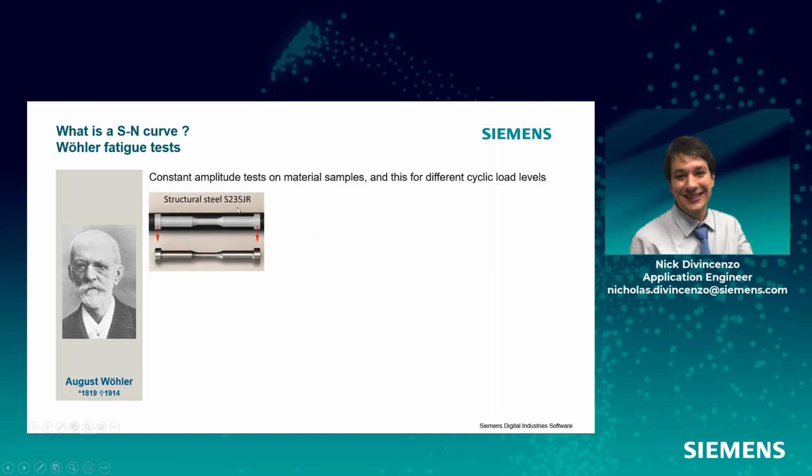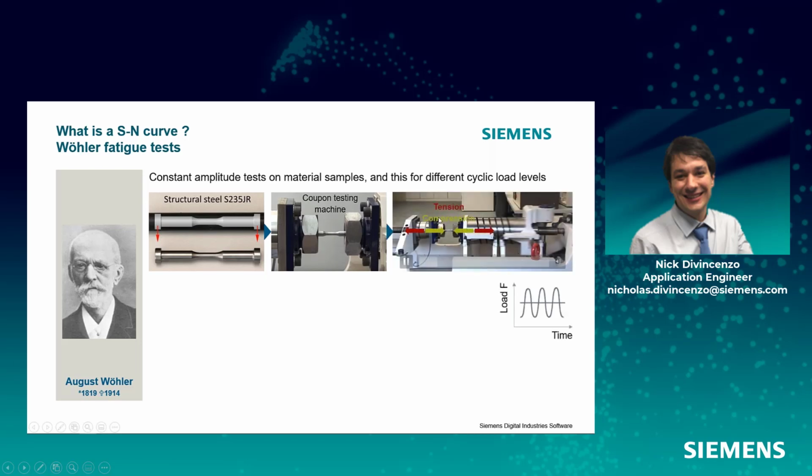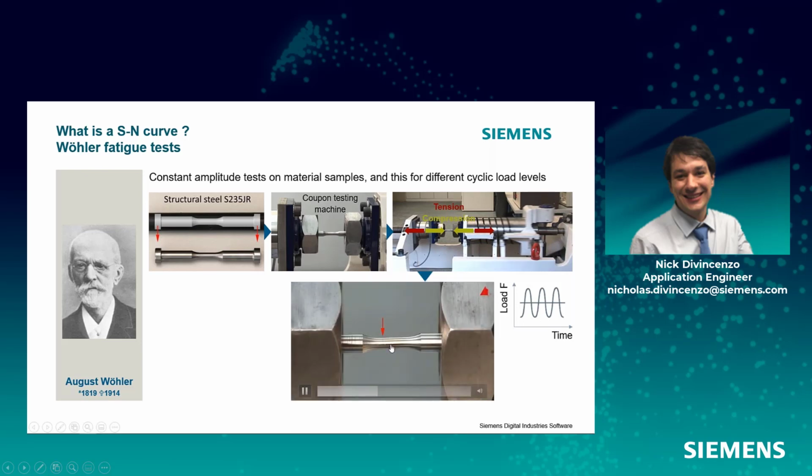Typically what is done today in the lab is we will take a coupon of the material. In this case, we're showing a little piece of structural steel that's got a notch cut into it to allow us to control the area where this coupon will fail. We'll put it in a coupon testing machine, and that machine will cycle this component at a constant amplitude cyclic load until we get fracture.